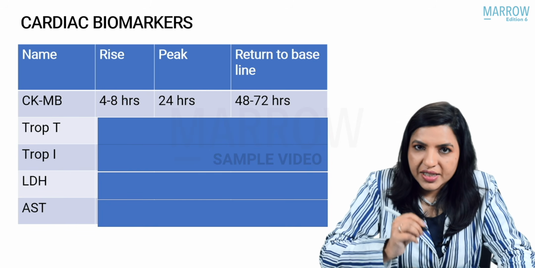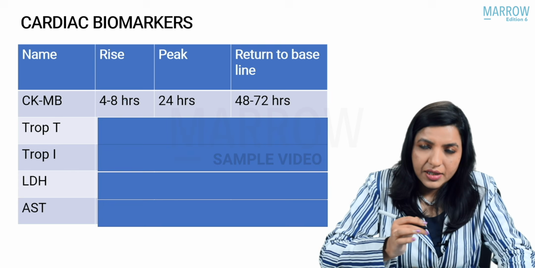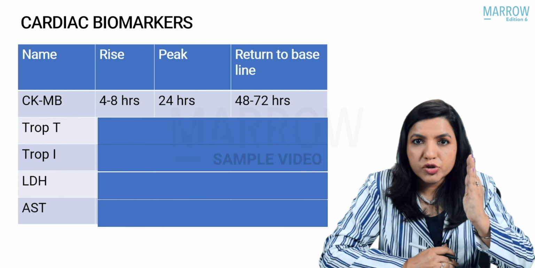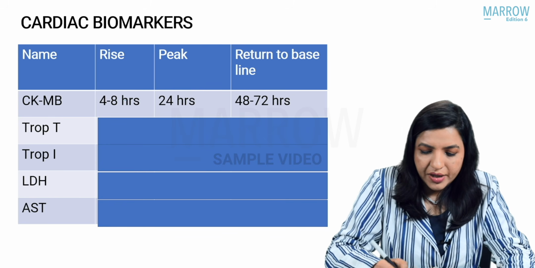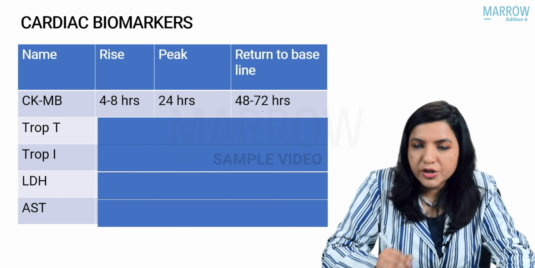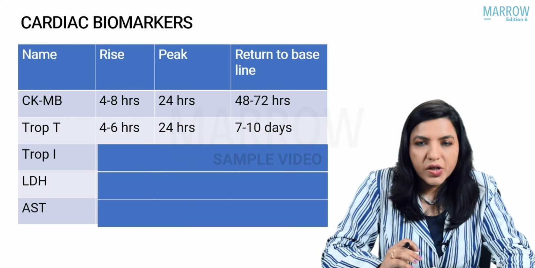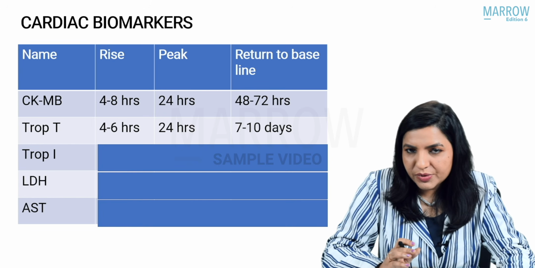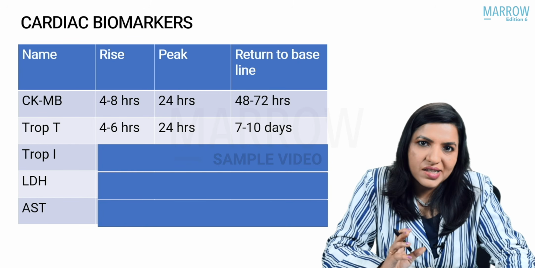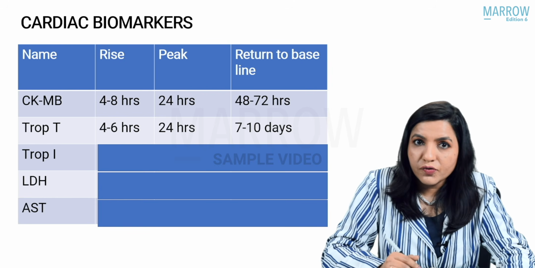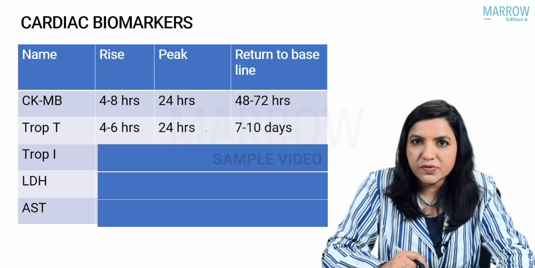The creatine kinase MB starts to rise about 4 to 8 hours, then the peak is at one day, almost 24 hours, and then it goes to normal by about 2 to 3 days, 48 to 72 hours. Now about the cardiac troponins. There are two types of troponins, T and I. Both have almost the same time of onset, around 4 to 6 hours. Peak at about 24 hours, just the same as that of CKMB.